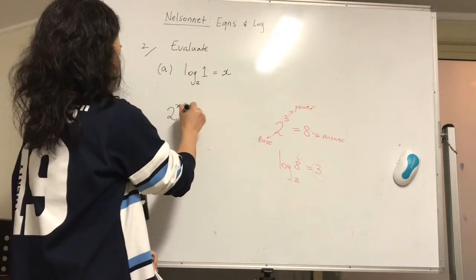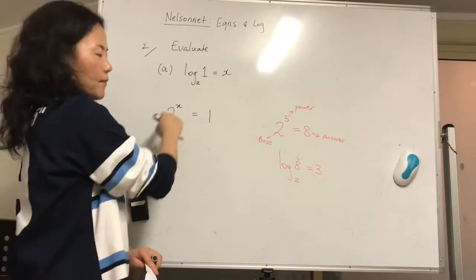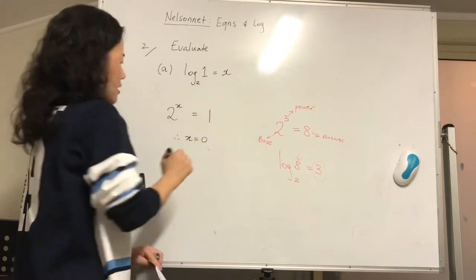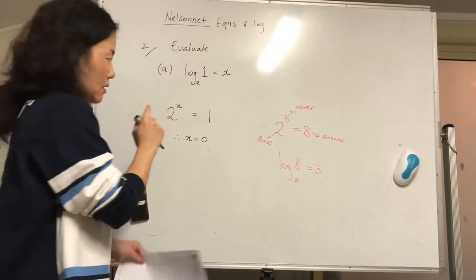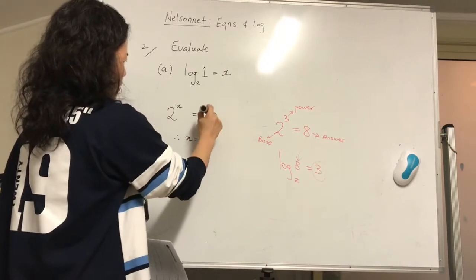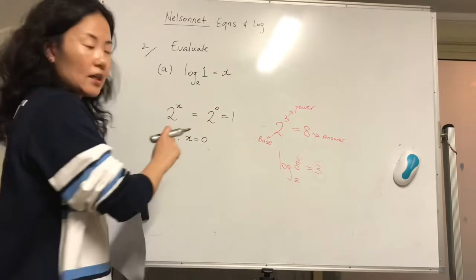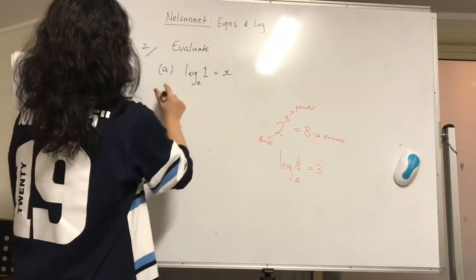x equals 1. But then that means x equals 0. That's correct. Oh, that's what you meant. Yes, very good. x equals 0 because anything to the power of 0 is 1. Does that make sense? Yeah. So this one should be like that, equals 1. Is that okay? Okay, so that's done. Next one, part B.